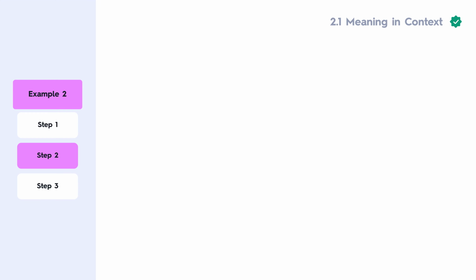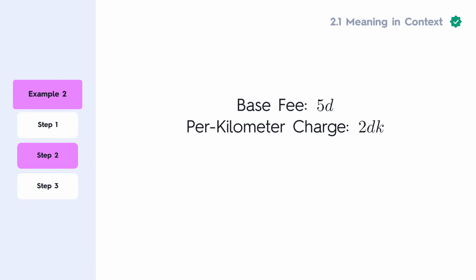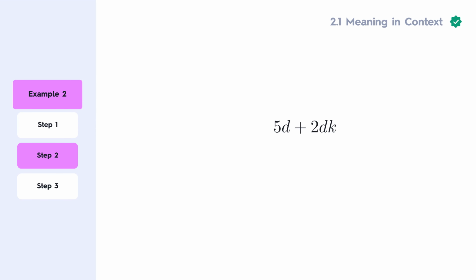For each delivery, the total cost will be made up of two parts. For every delivery, there's a fixed cost of $5. This can be modeled like this. In addition to the base fee, the company charges $2 for every kilometer k traveled. For d deliveries, the total per kilometer charge will be like this. Now, we can add these two parts together to get the total cost. The total cost must not exceed $50, so we write the final equation like this.